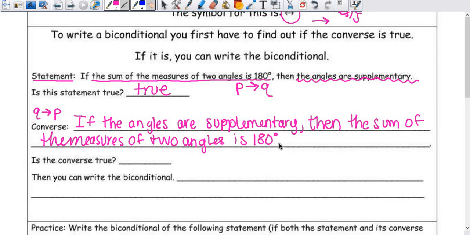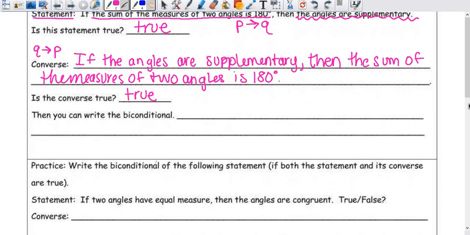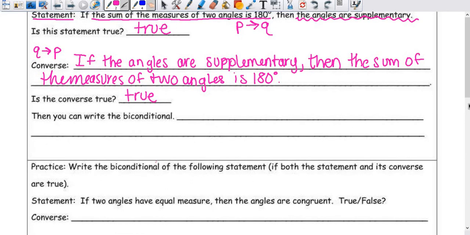Notice all that we did to write that statement was switch the conclusion and the hypothesis. The part about supplementary was first, the part about two angles adding up to 180 degrees was second. Now, is this converse true? If the angles are supplementary, then the sum of the measures of two angles is 180 degrees. Yes, that is true, because that is the definition of supplementary angles. You have a pair of angles that add up to 180 degrees. Now, because we have two true statements, a true conditional and a true converse, we can write the biconditional.